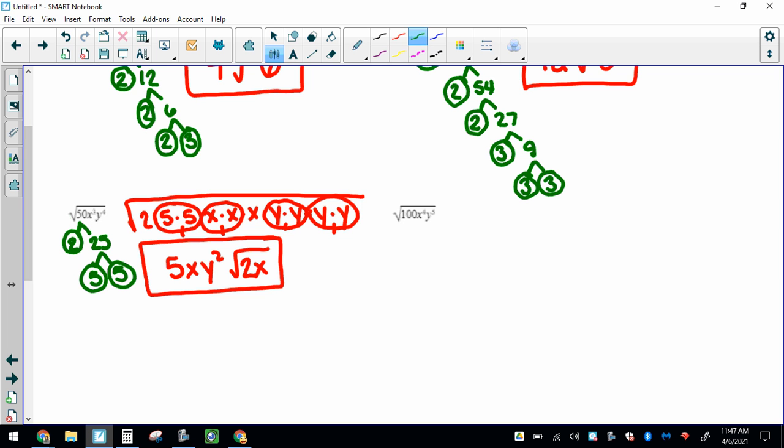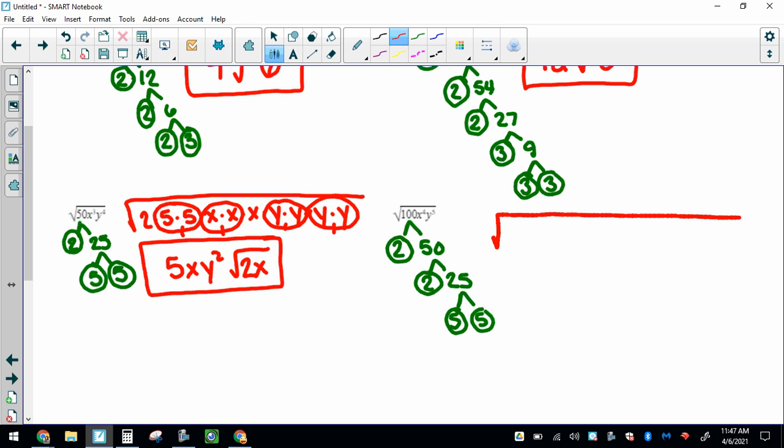So let's try this next one. We're going to break down 100. So I like to start by dividing by 2. And I like to keep trying 2 until it stops working. 25 divided by 2 does not work. Divided by 3 does not work. Divided by 5 is 5. And so we're going to rewrite this radical here. So instead of writing 100, I'm going to write 2 2 5 5.